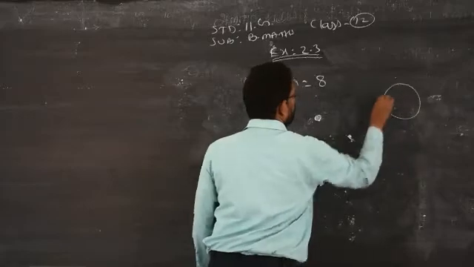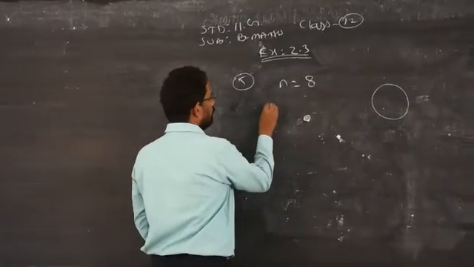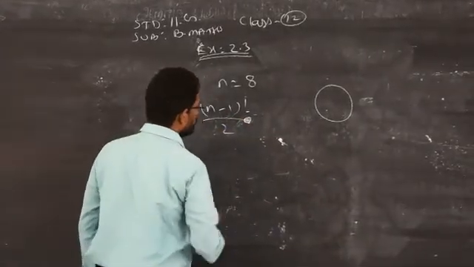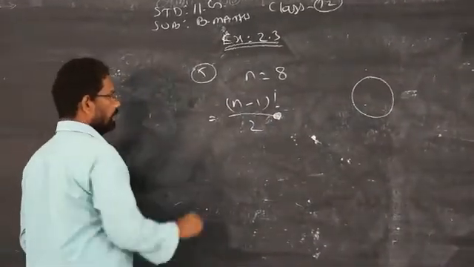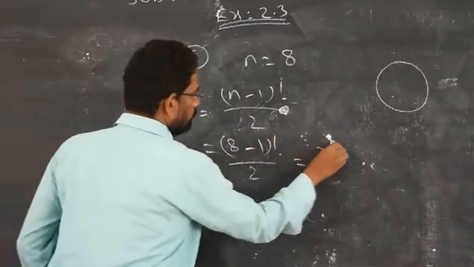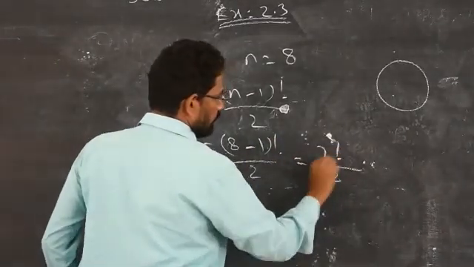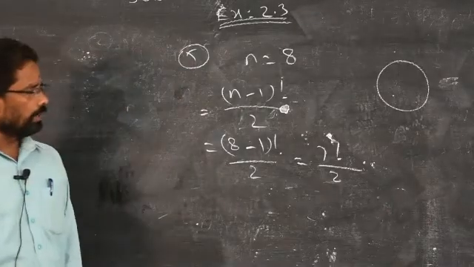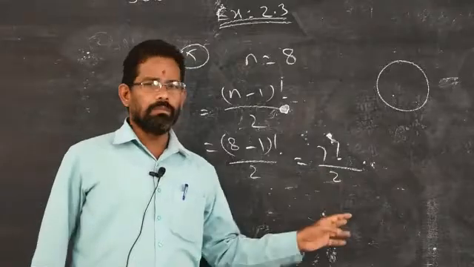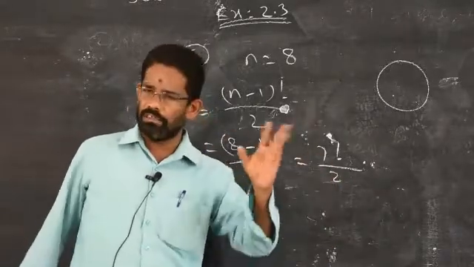So ring format, identical, you have the formula (n minus 1) factorial by 2. That is the formula for identical. So 8 minus 1 factorial by 2, which will give you 7 factorial by 2. Expand 7 factorial: 1 into 2 into 3 into 4 into 5 into 6 into 7 as usual, then simplify, you will get the answer. Otherwise leave it as it is, they will give marks.